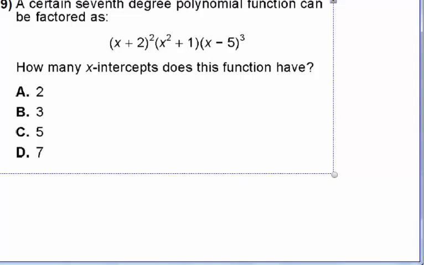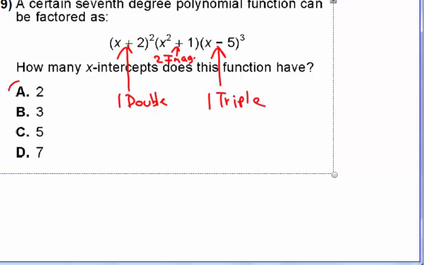Alright, so hopefully when you look at this, you're thinking back to the polynomial work we did. We've got a double root right there, so that crosses once. And if we solve that, we're going to get two imaginary solutions for that one. And then we've got one triple root. So we actually only have two real roots here.